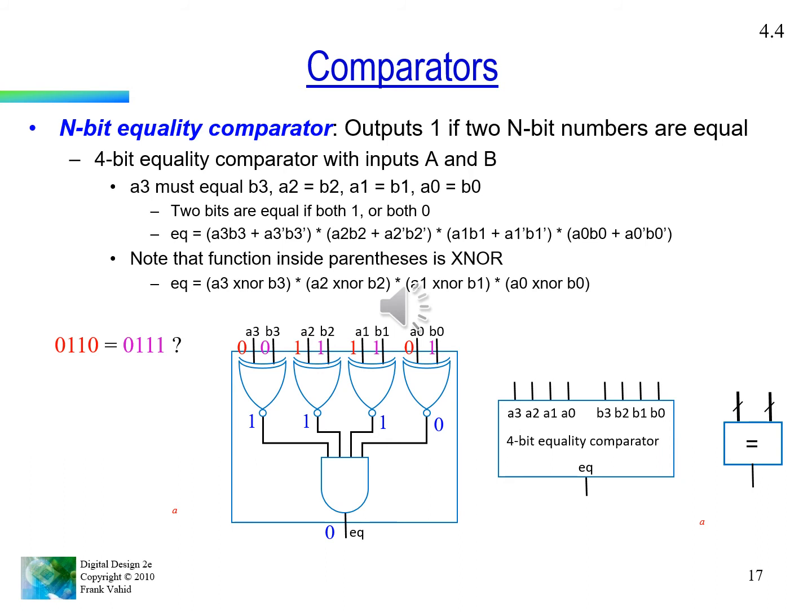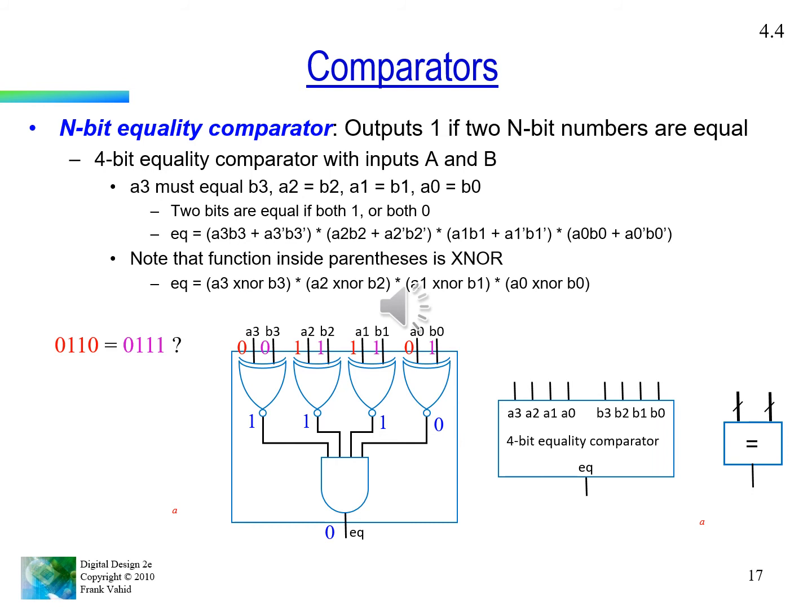Coming on to the comparator, the n-bit equality comparator. It outputs 1 if the two inputs are equal. 4 bits of A and B can be compared in such a manner: A is equal to B only when A3 is equal to B3, A2 is equal to B2, A1 is equal to B1, and so on. It means that the corresponding bits of the two numbers are equal, and only then are the numbers equal.